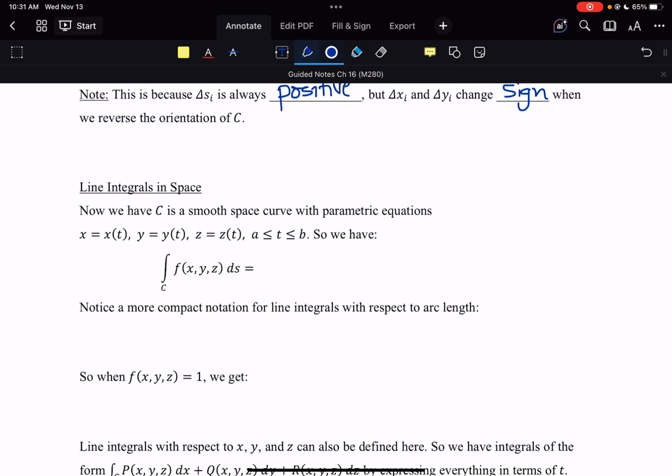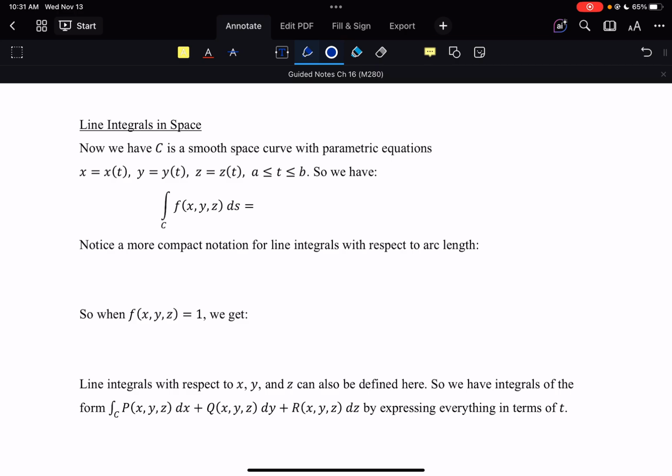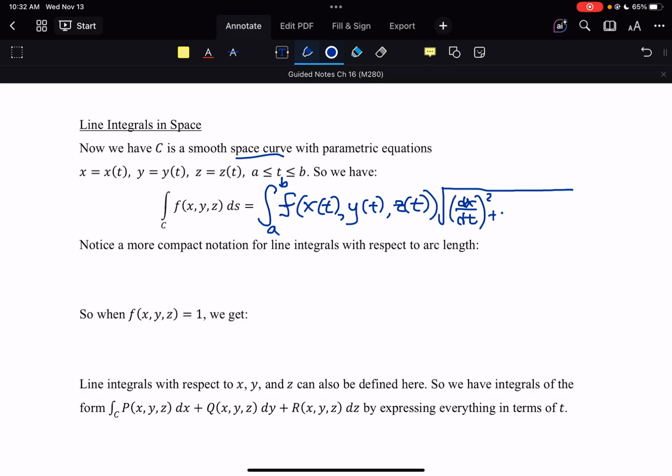As with everything that we do in here, we can take the concepts we see in 2D and bring them up into 3D. So now we have C as a smooth space curve with parametric equations x of t, y of t, z of t. The line integral with respect to arc length, so ds, is the integral from a to b of f of x of t, y of t, z of t times the arc length formula, shifted up into 3D. So we have the square root of dx dt squared plus dy dt squared plus dz dt squared dt.